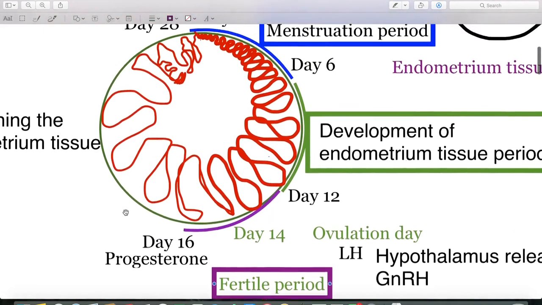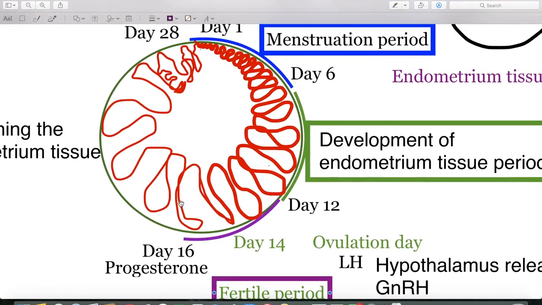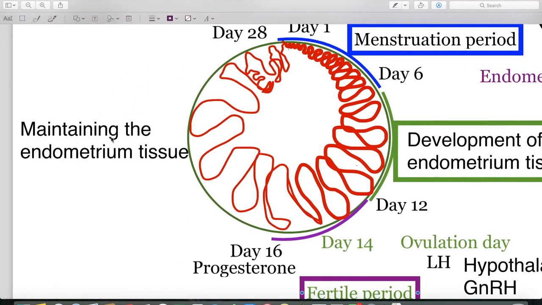From day 16 until day 28, what happens? As you can see, the thickness of the endometrium tissue is well maintained. That means a particular hormone is secreted by your ovary to help maintain the thickness and the well-being of the endometrium tissue. The reason is that from day 16 until day 28 is a long period of time, almost about 2 weeks. And females will be moving, running, rolling, doing all kinds of stuff.